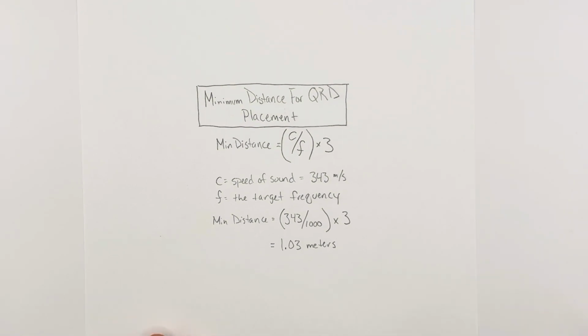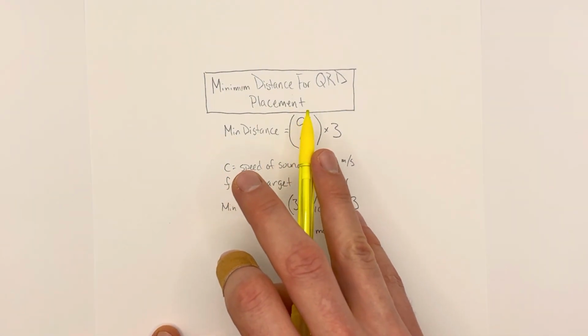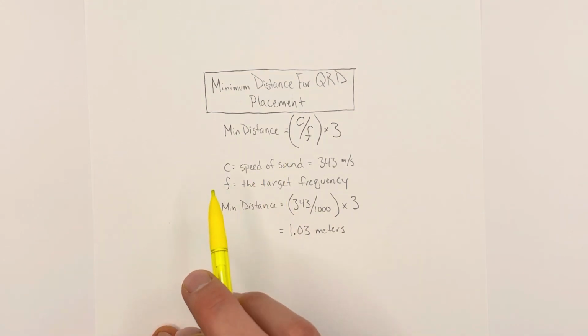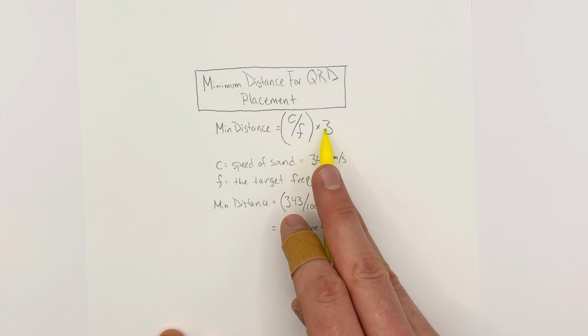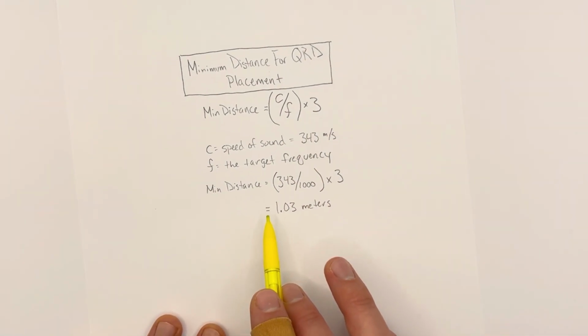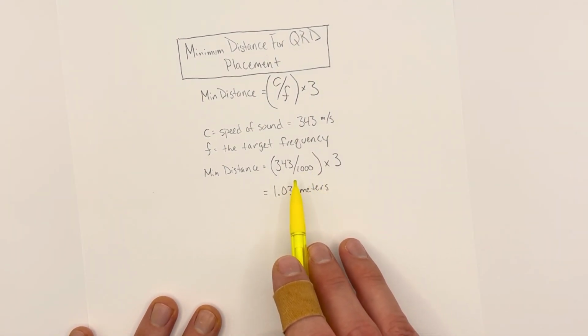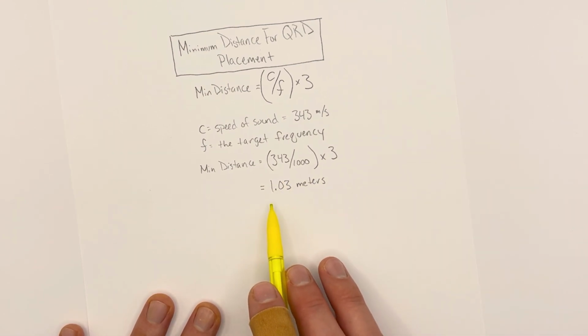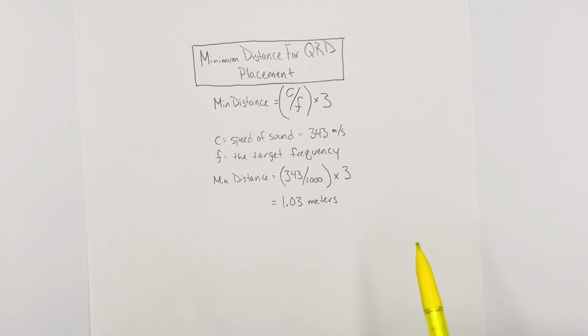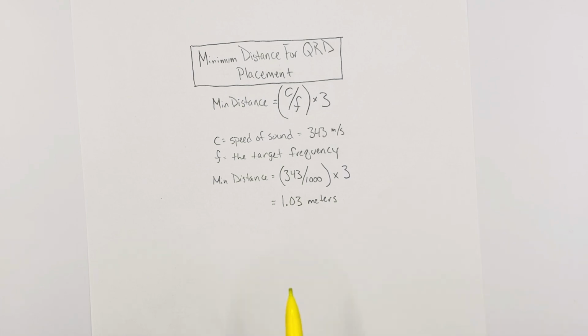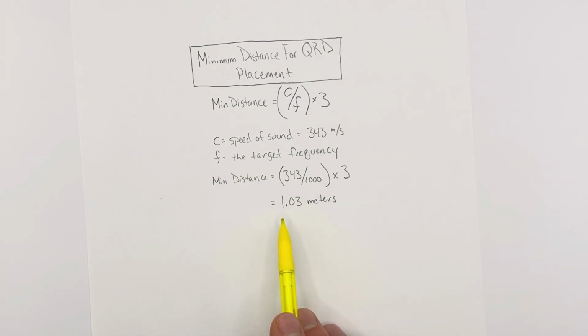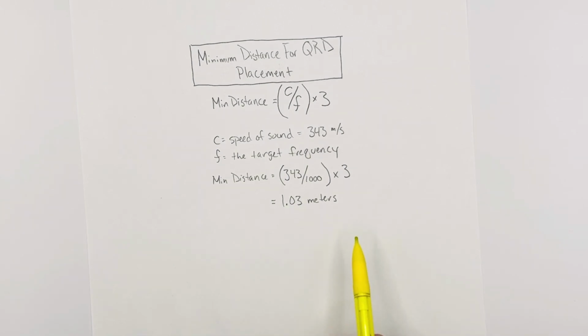Another thing to keep in mind is the minimum distance for your diffuser placement. For this, we're going to use the speed of sound divided by the target frequency times 3. So in our 1000 hertz example, the minimum distance is going to be 1.03 meters. If your diffuser is closer than 1.03 meters, there's not going to be enough space for the sound to completely be diffused, and your diffuser isn't going to be as effective as it would be if it was at least 1.03 meters or further away.